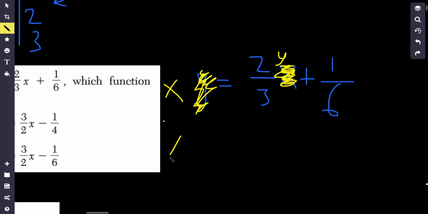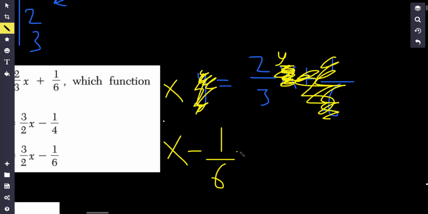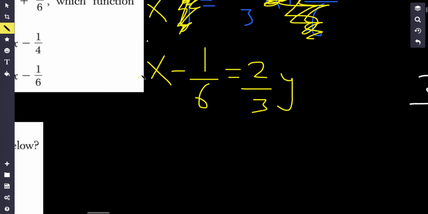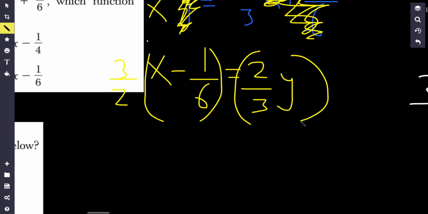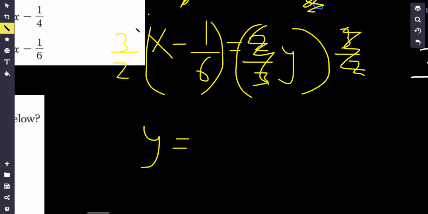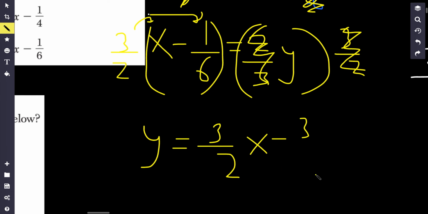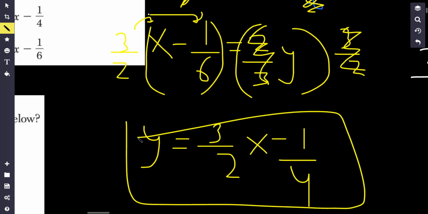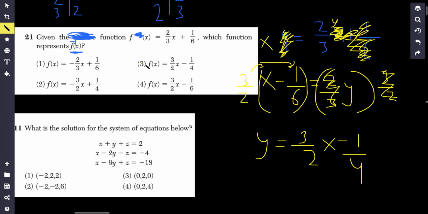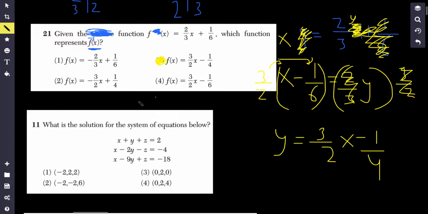So in this case, I'm going to subtract 1/6 from both sides. So I get x minus 1/6 is equal to 2 over 3 y. I can just multiply both sides by 3 over 2, right? Because 3 over 2 times 2 over 3 cancels out, so I just get y is equal to, let's distribute this 3 over 2. So I get 3 over 2x, and this is going to be minus 3 over 12, which is just going to be 1/4. And that's going to be my inverse function. So let's see, okay, this one. That's going to be my answer.